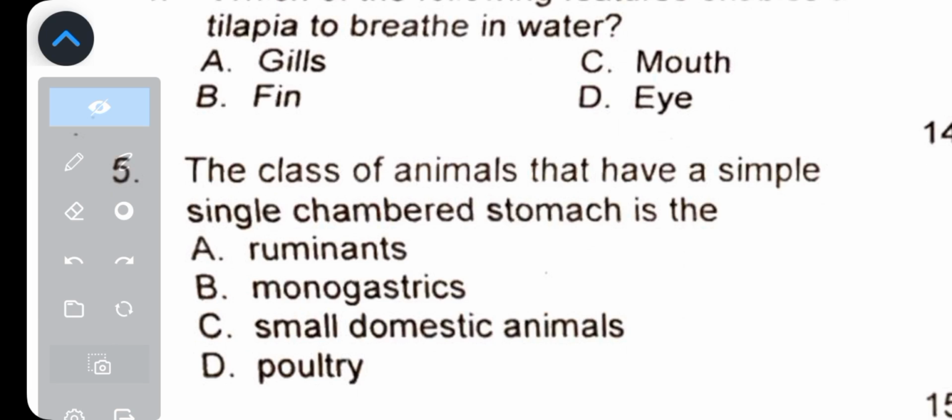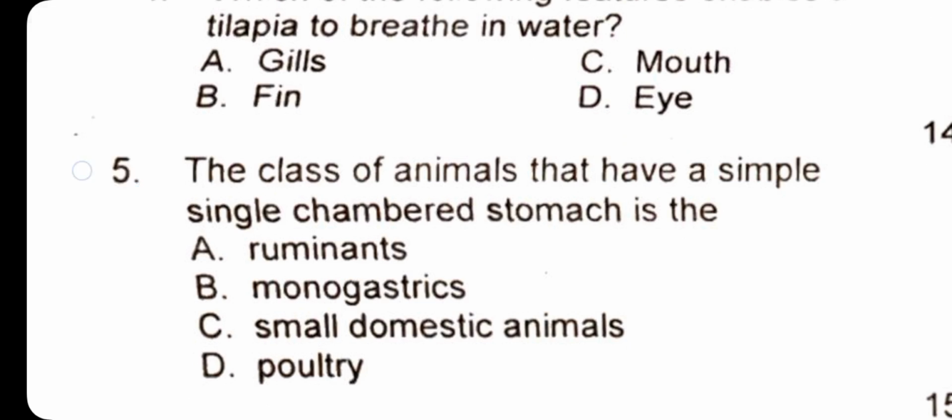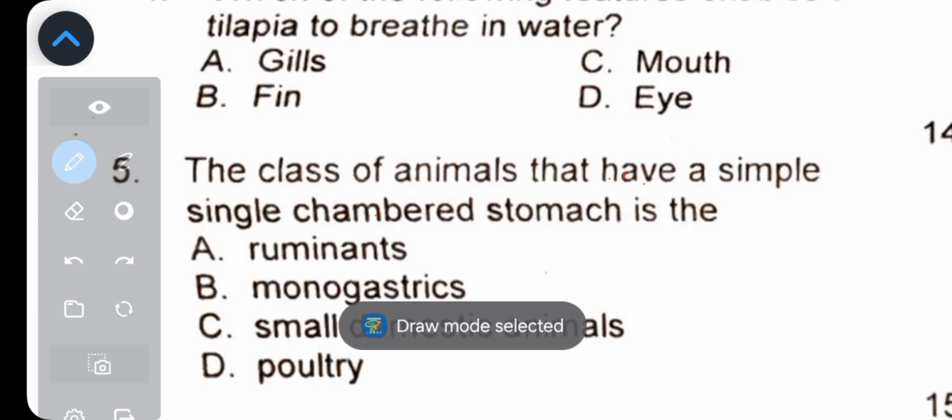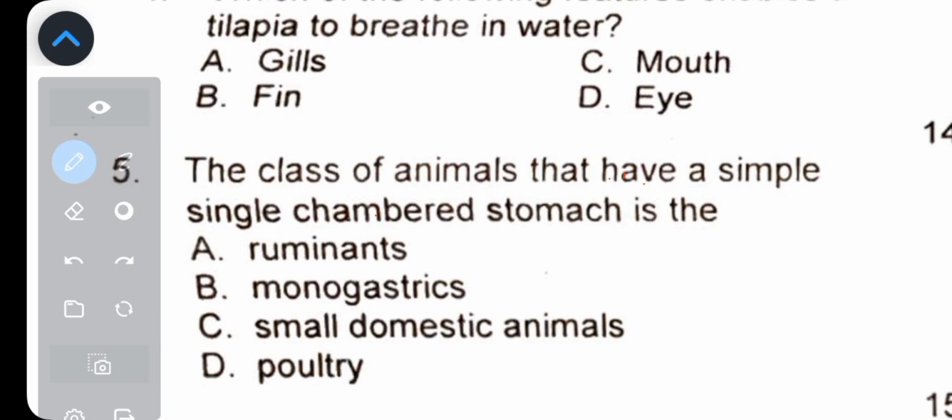Question 5. The class of animals that have a simple chambered stomach is... We have A, ruminant, B, monogastric, C, small domestic animals, D, poultry. And the answer to this is B, monogastrics. Mono means one. So just one stomach.